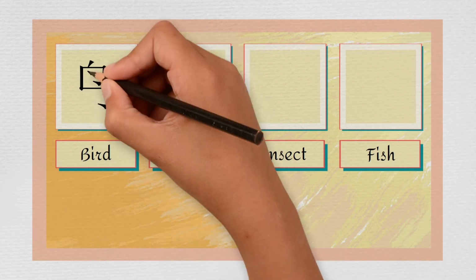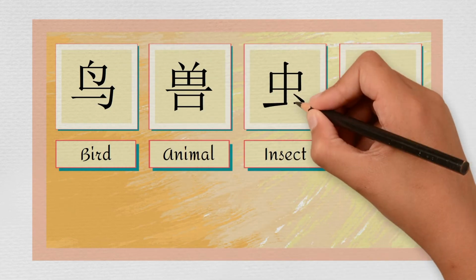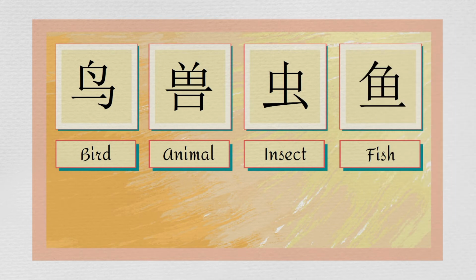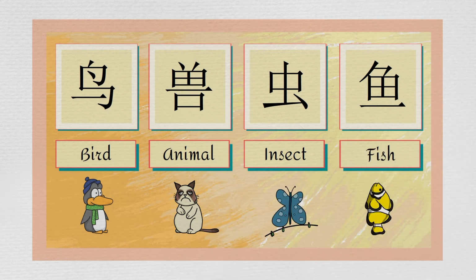Let's take a look at the regular version of Chinese characters now. The first word is birds. The second word is animals. The third word is insects. And the fourth word is fish. Interestingly, the Chinese character for insects in ancient times meant snakes.